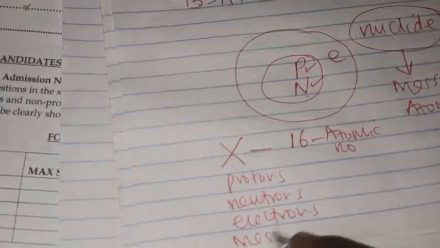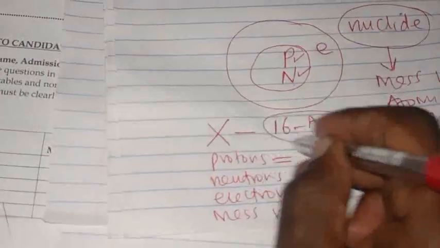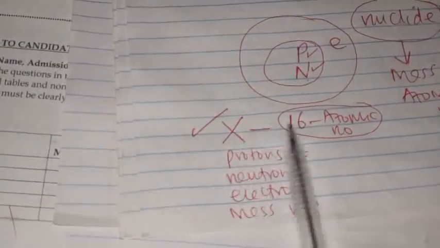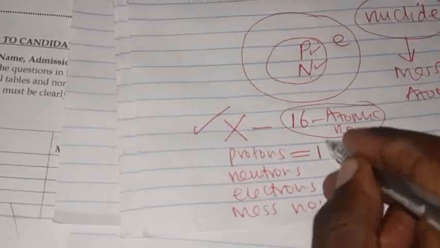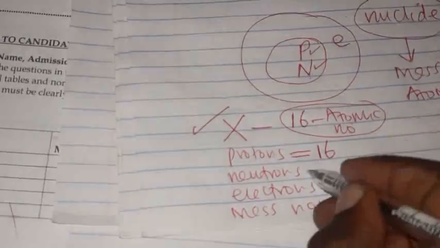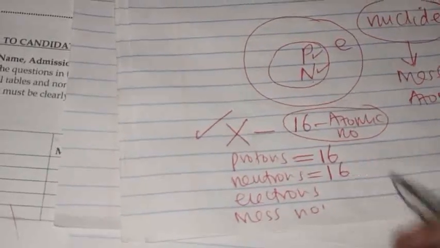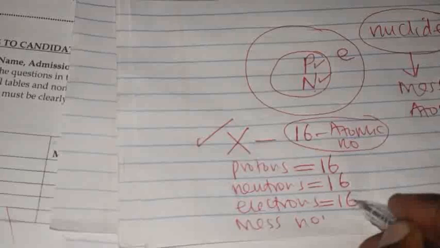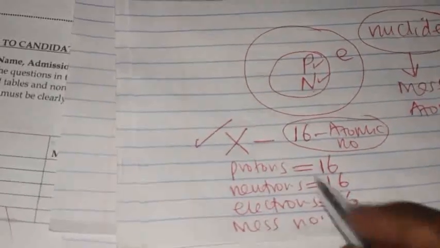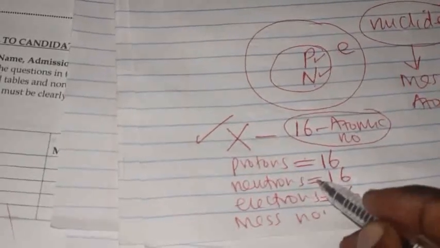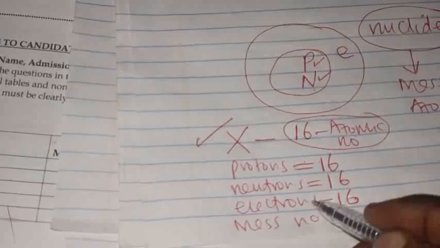Then lastly, mass number. So if the atomic number of this element X is 16, then that means the number of protons is 16. Why? Because the atomic number of an element is the same as the number of protons. Let me say, for example, the number of neutrons is 16 also, and obviously the number of electrons must be 16. Why? I've said this time in, time out, that the number of protons must always be equal to the number of electrons, but the number of neutrons can actually be different. But the proton number and the electron number must be the same.